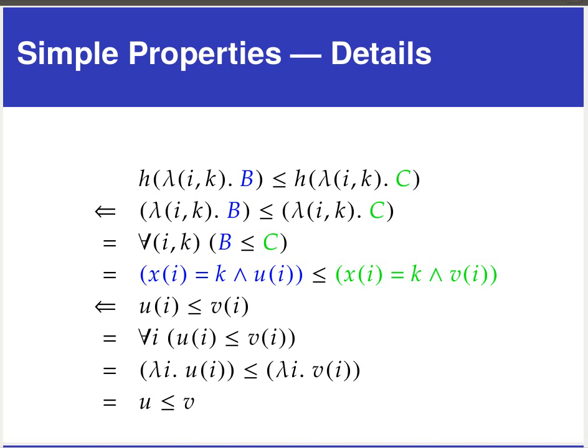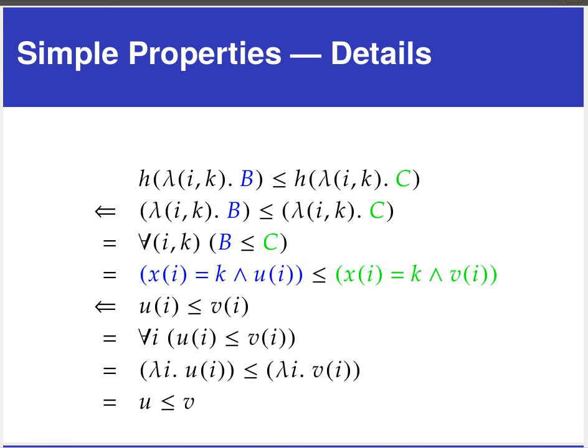The first step of this proof says, because H is monotonic, if we want to prove that H applied to something is at most H applied to something else, it is sufficient to focus on the arguments. The second step of the proof says we're comparing two functions, and when we're comparing two functions, the order that we have in mind is the pointwise order. So we unfold the definition of pointwise order. That means that for all I, k, b is at most c. Then the third step, we eliminate the quantifiers.